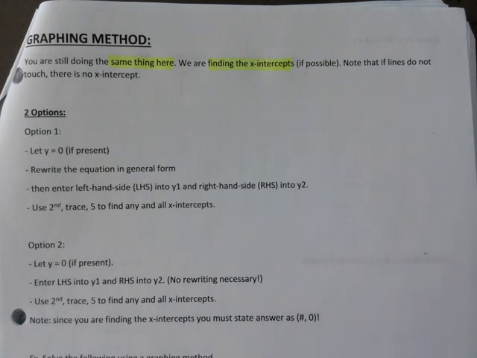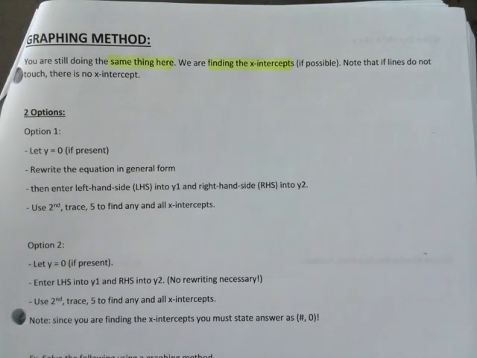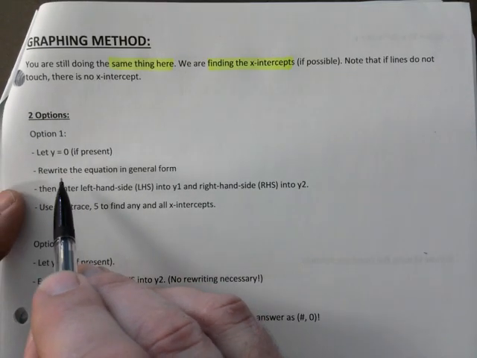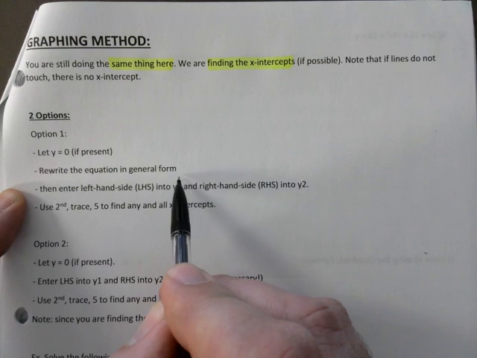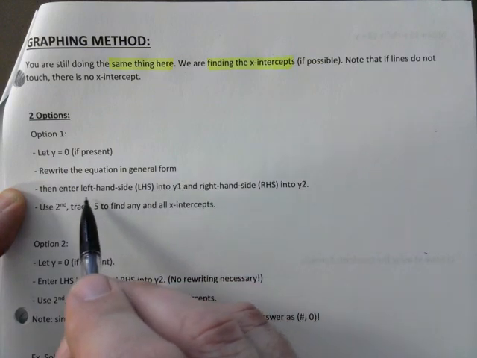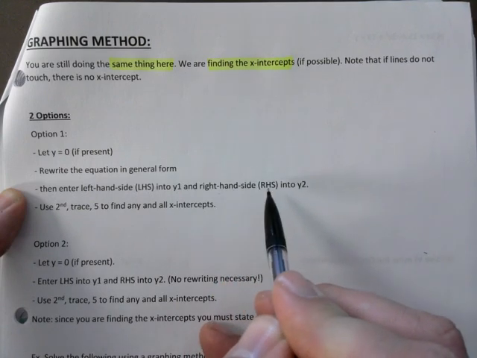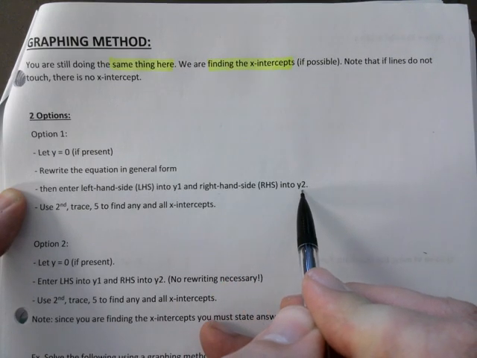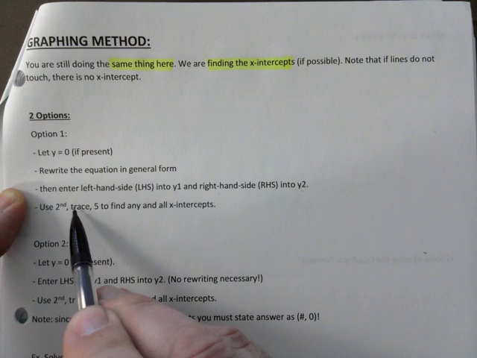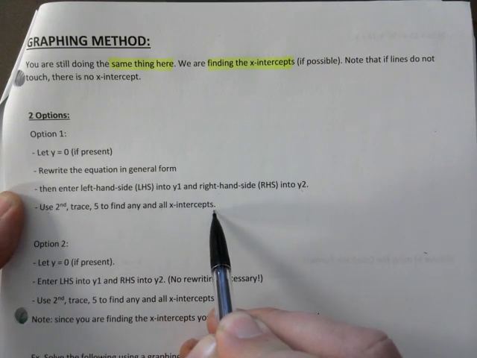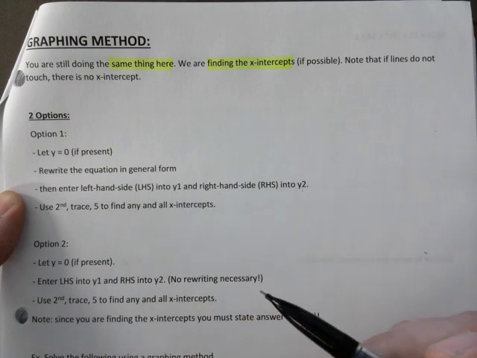But you have 2 options here. Option 1: let y equal to 0 if present. Rewrite the equation in general form. Enter the left-hand side into y1 and the right-hand side into y2. And then use second trace 5 to find any and all x-intercepts.